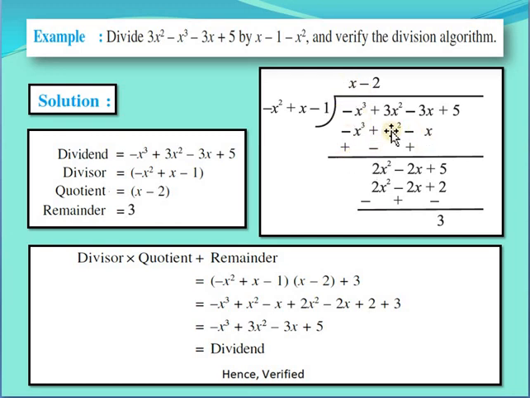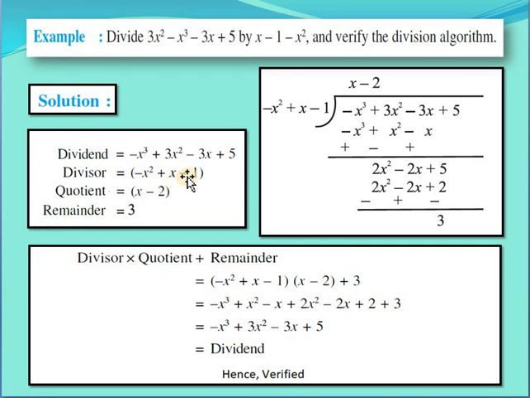Subtract it. The first term is cancelled. 3 minus 1, 2x square. Minus 3 minus minus, minus 3 plus 1, minus 2x. Plus 5. 2x square divided by minus x square, 2 divided by minus 1 is minus 2. So minus 2 into minus x square, plus 2x square. Minus 2 into x, minus 2x. Minus 2 into minus 1, plus 2. Subtract it. The first term cancels, the second term gives 0. Then the third is 5 minus 2, which is 3. So the remainder is 3. So you have the dividend minus x cube plus 3x square minus 3x plus 5.